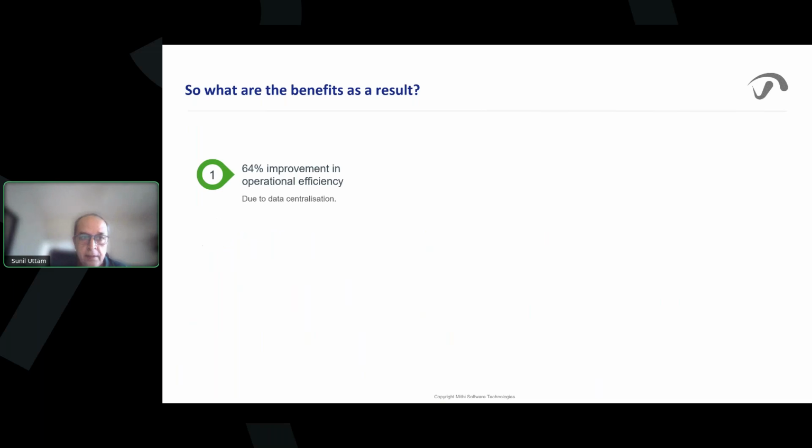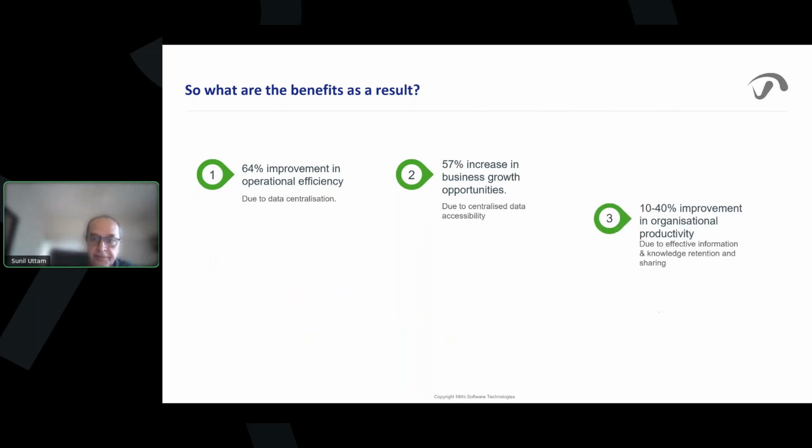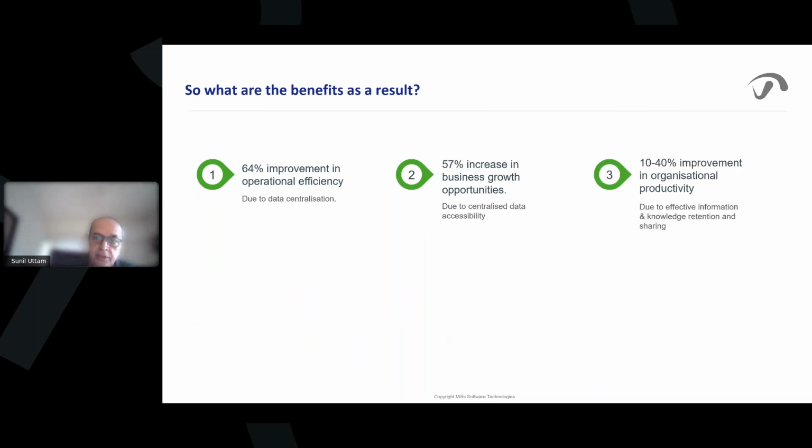What do we get as a result? Improvement in operational efficiency, growth in business opportunities. This is all actual data; if you look at the research, it will tell you that if you centralize data accessibility, you can tap 57% more opportunities, right? Organizational productivity increases 10 to 20, 40%. It's even more than the waste. If 25% is the waste, you can drive up 40%. You can go from 100 to 140, right?